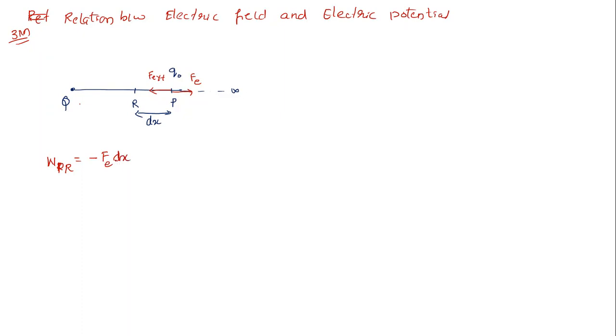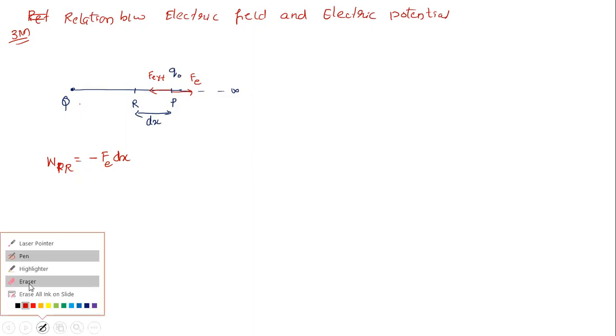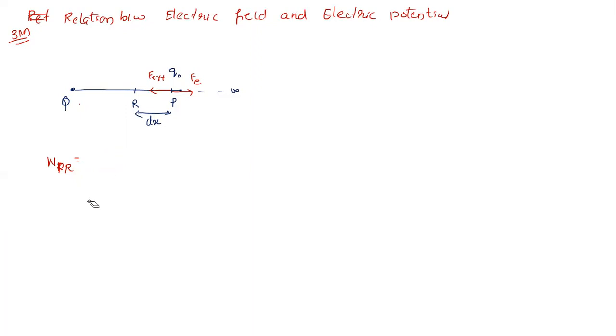Can we say like this? I'm taking it directly. Okay, you want one more step, so I'll take one more step. External force we applied multiplied by displacement. From the diagram, we know external force is equal to minus the electric force. So it is minus F electric force into dx. That is the work done to move from P to R.